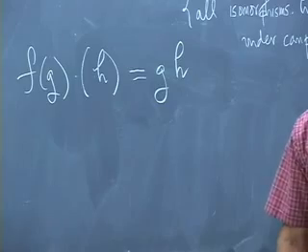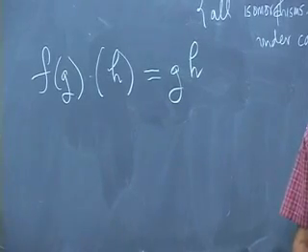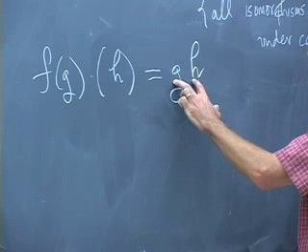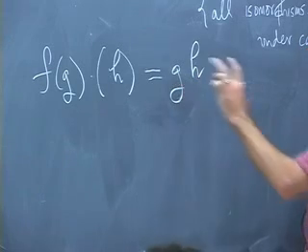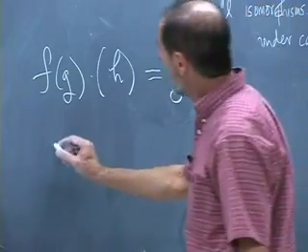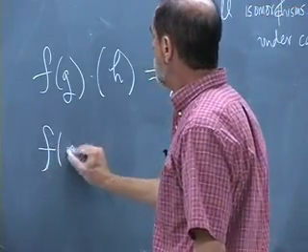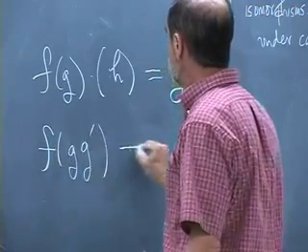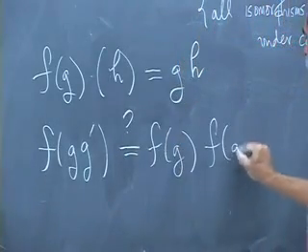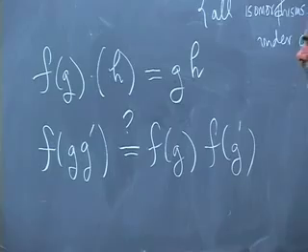That is certainly an isomorphism of sets, right? Because it's one-to-one and it's bijective. If gh is equal to gh prime, then h is equal to h prime, that kind of stuff. But the problem is, we have to check if f of gg prime is equal to f of g composed with f of g prime. Well, let's see what this does.